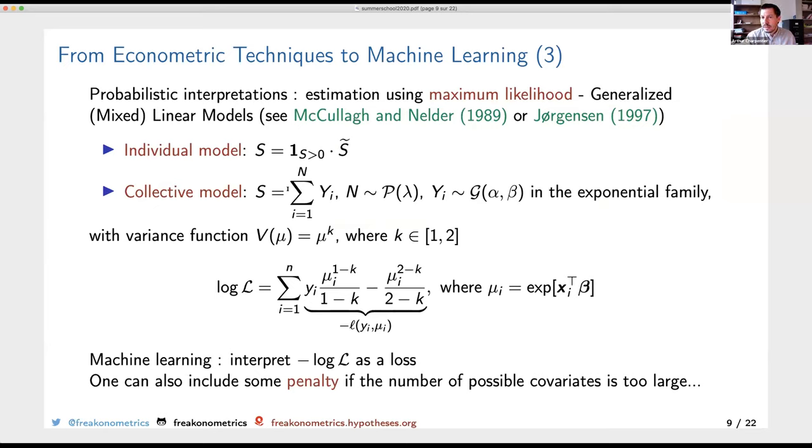So basically what the econometricians are doing, they will maximize the log likelihood. So it's very classical in econometrics. You write your likelihood, you maximize it, and then you end up with coefficients.